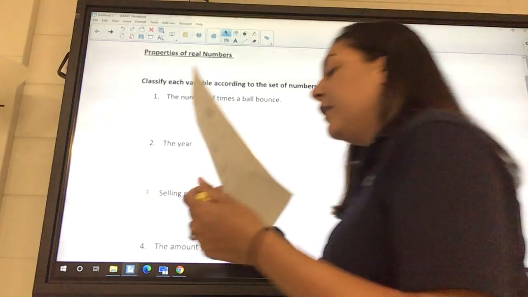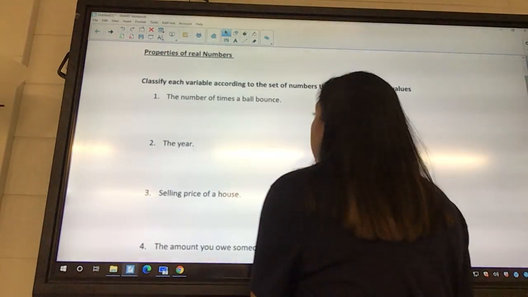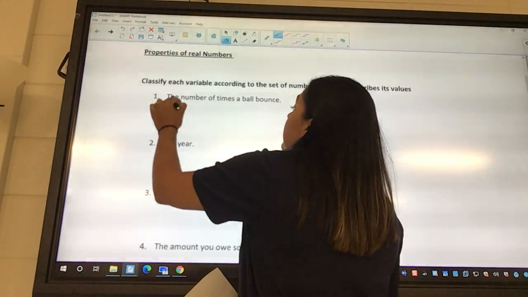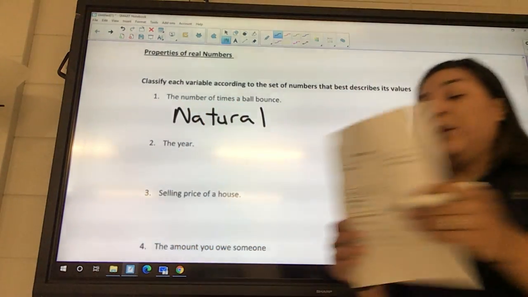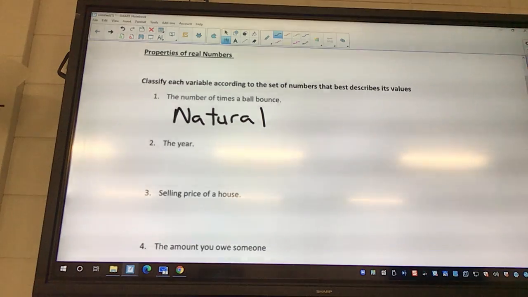So the only category that's really going to fit is natural. That best describes those values. We could bounce it once, twice, 3 times, 4 times.